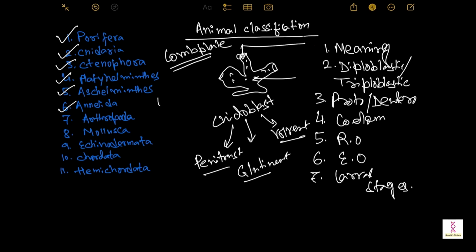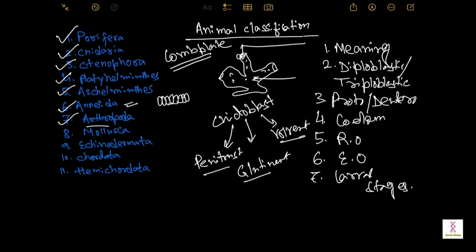This is also very special. These rings are called metameres. These metameres are present externally as well as internally in Annelida. Okay. Now come to the Arthropoda. Arthropoda means jointed parts or jointed legs are present in this phylum.